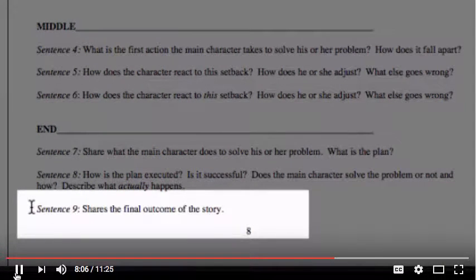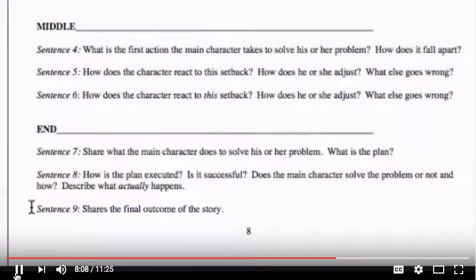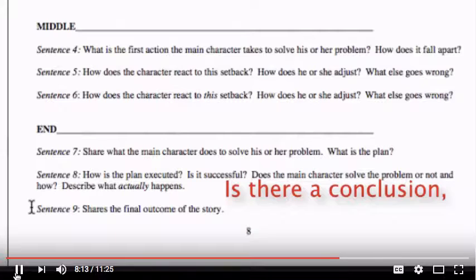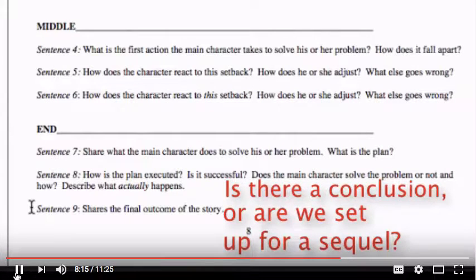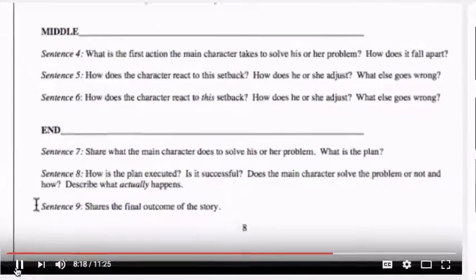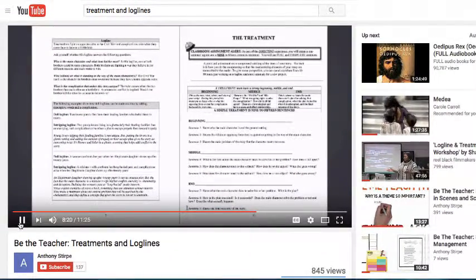And finally, we see the resolution of the story. How does this look in the last few minutes? Does it come to a genuine conclusion, or do we set ourselves up for a sequel? Obviously, you now need to create a script.